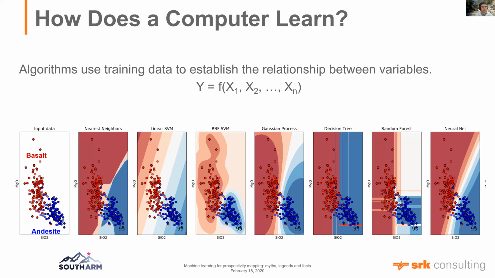And here's a simple example, where I have silica and magnesium, and I have basalt in red and andesite in blue. I've asked a series of algorithms to try to find the best function to separate these basalts and these andesites. And you can see that different algorithms have different ways to answer this problem, some better than others. But you see that all of them try their best to separate these two groups. And when you do prospectivity mapping, it's the same thing. You try to separate deposits from non-deposits, basically.